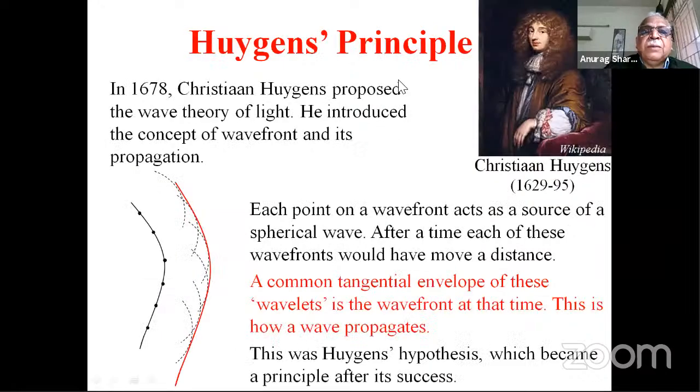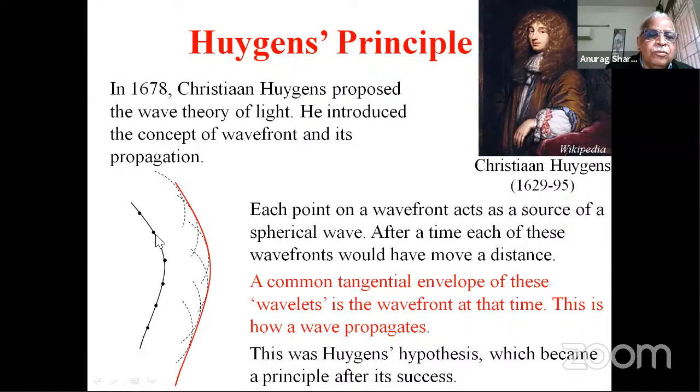So now, the next step in how light propagates was given by Huygens. And Huygens' principle is again a purely theoretical thought by Huygens, and he proposed in 1678 the wave theory of light. It's not exactly a wave theory, but a wavefront theory, I would say, of light. And he introduced the concept of wavefront and its propagation. What he said is that if this is a wavefront at a given particular time and position, then each point, and I've shown only a few points, but continuously every point on this wavefront will act as a source of a spherical wave, which for this I have shown here, for this I have shown here, and so on, and a common tangent.